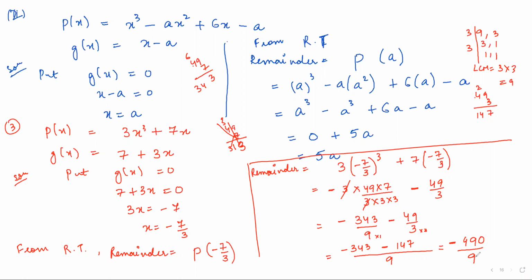Yes. Right. So ultimately, I want to see whether my remainder is 0 or not equal to 0. So this is actually not equal to 0, right? I'm not getting a 0. So therefore, I can say that g(x) is not a factor of p(x), right? Yes. So therefore, you will write that 7 plus 3x is not a factor of p(x).